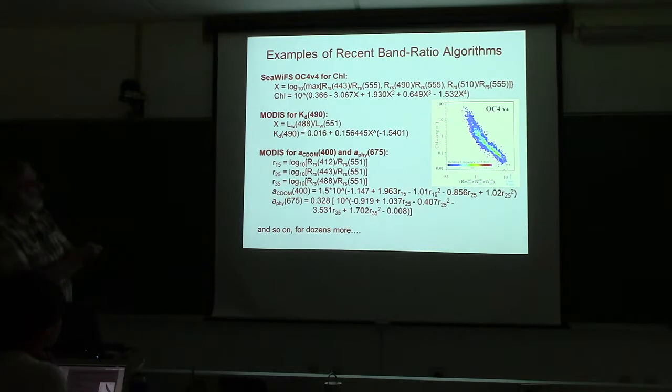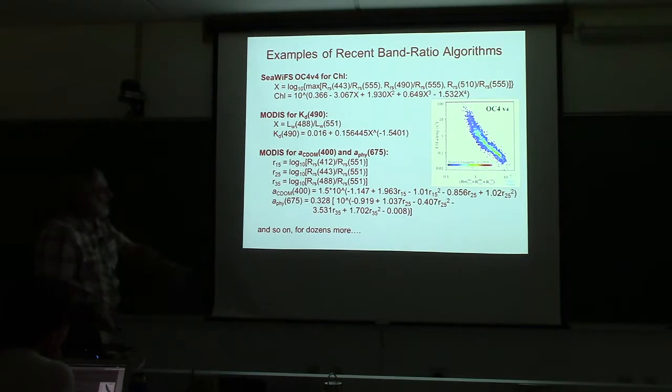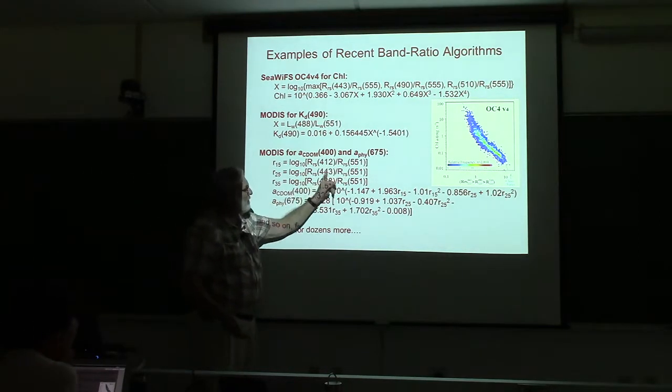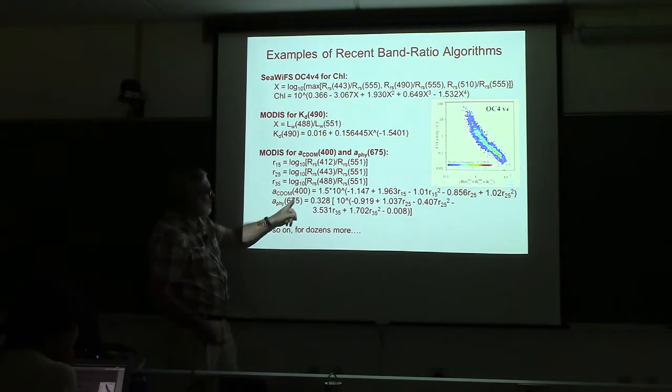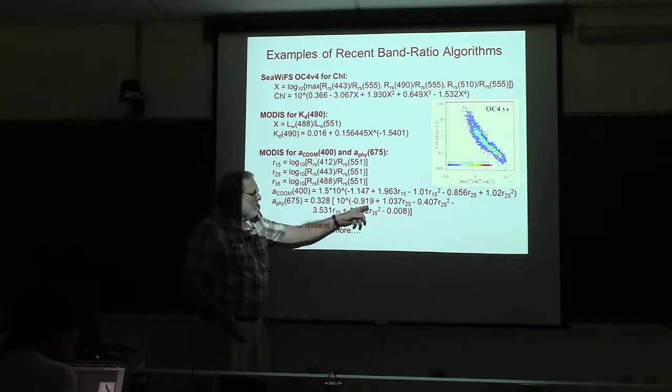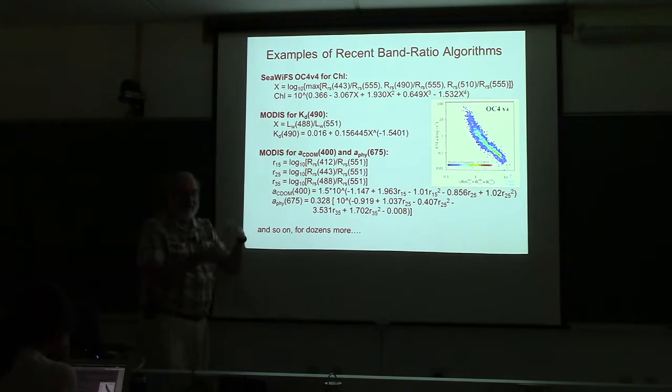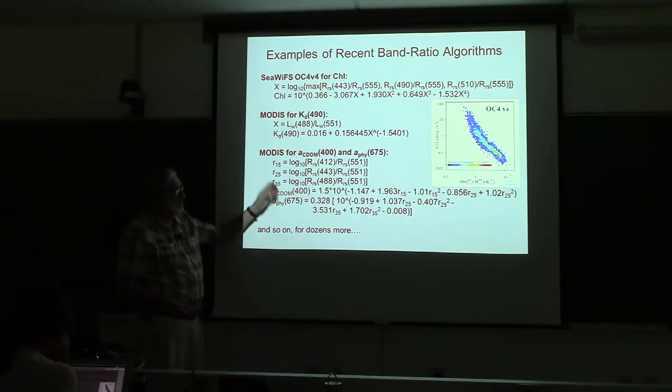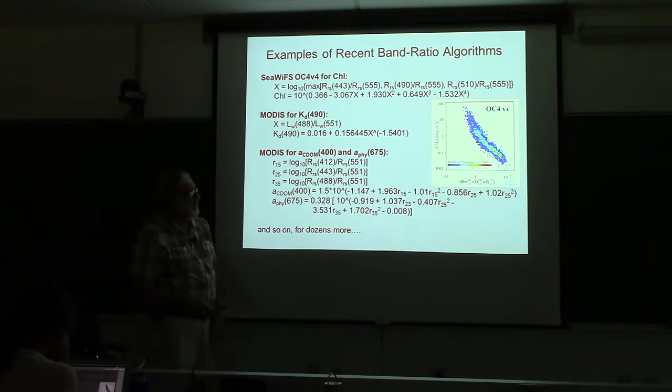here's one for KD at 490. Here's MODIS algorithms for CDOM absorption and phytoplankton absorption. And once again, you're looking at ratios of two bands here and then plugging those into some big formula and you get what you want. And you look in the literature, there's dozens of these algorithms out there.